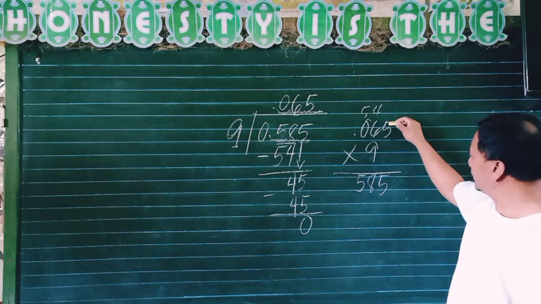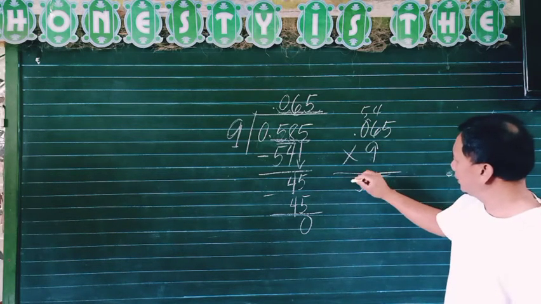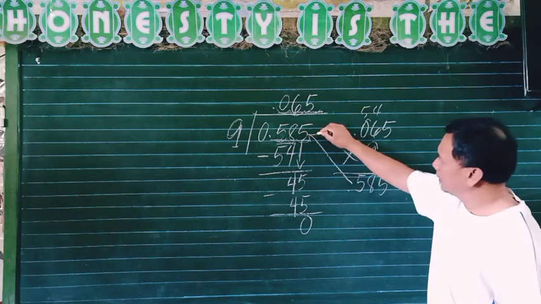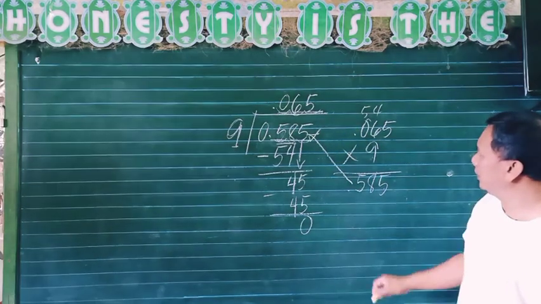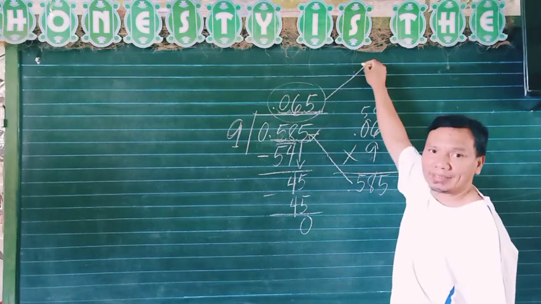So you count the number of decimal places in both factors, 1, 2, 3, 1, 2, 3. So you got the dividend as your product in checking your answer. So meaning your quotient here is correct.